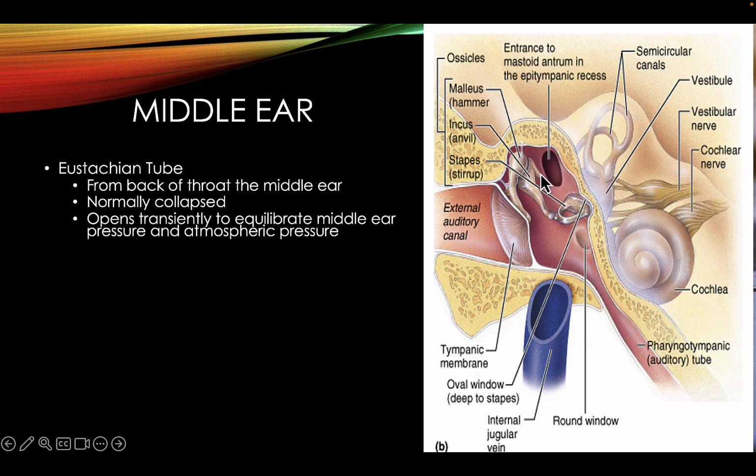Now, notice also right here there is this opening. This is called the mastoid antrum. You can see this here. And right here, this is your mastoid process. So if you feel behind your ear, kind of behind your earlobe, and you feel that little bump in the bone, that's your mastoid process. And that mastoid antrum opens up into that bony area, that mastoid process.